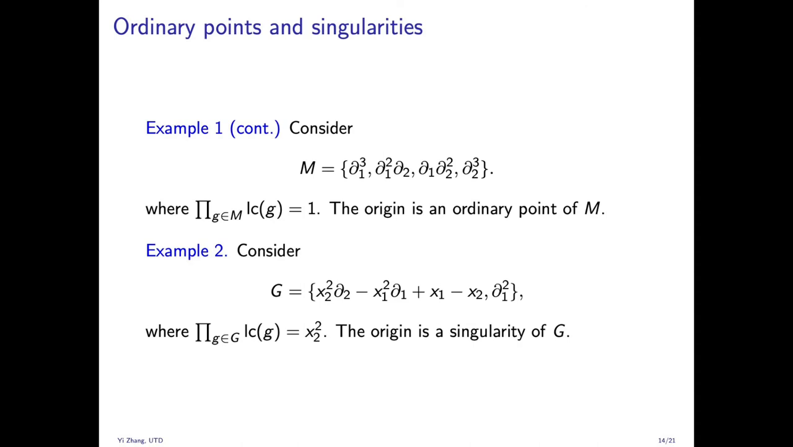For example, in example one, the product of the leading coefficients of M is just equal to one. So all the points are ordinary points of M. And in the second example, the product of the leading coefficients is a power of x2. So the origin is a singularity of M.